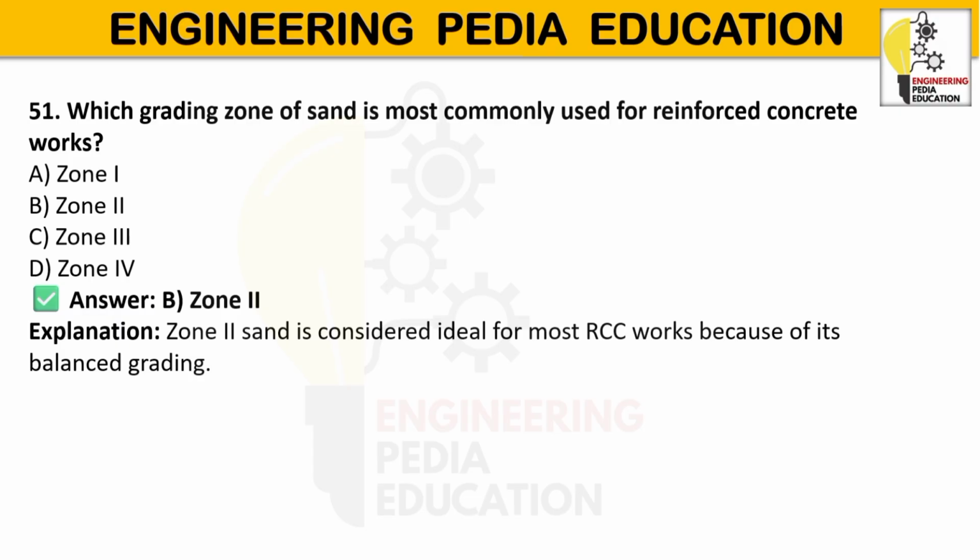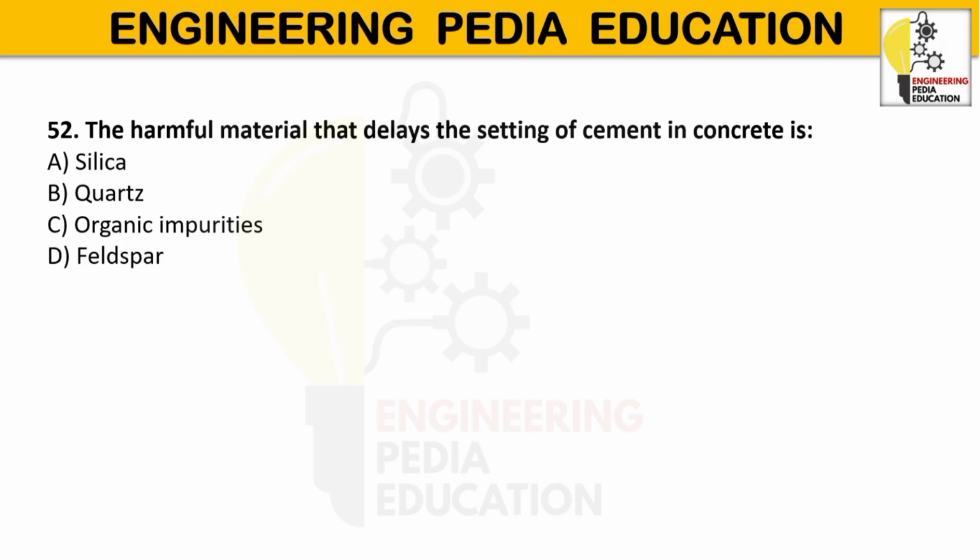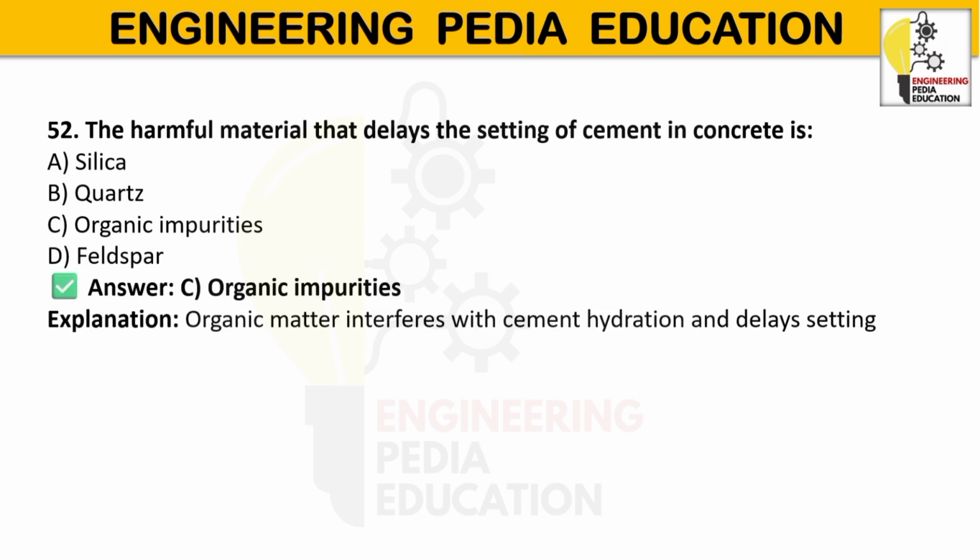The harmful material that delays the setting of cement in concrete is: silica, quartz, organic impurities, fluorspar. So the correct answer is that the delay in setting of concrete is caused by organic impurity. Organic matter interferes with cement hydration and delays setting.